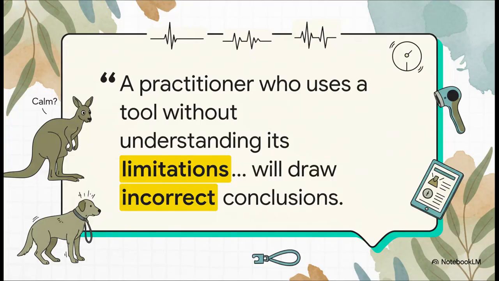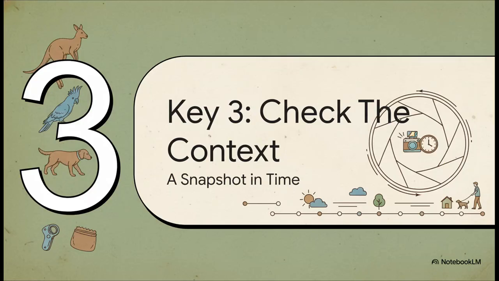And this quote just nails the risk. What if your tool doesn't account for how a terrified animal might just shut down and look calm? You could make a massive, catastrophic mistake. So yeah, understanding the limits of your tools isn't just a good idea. It's absolutely non-negotiable.